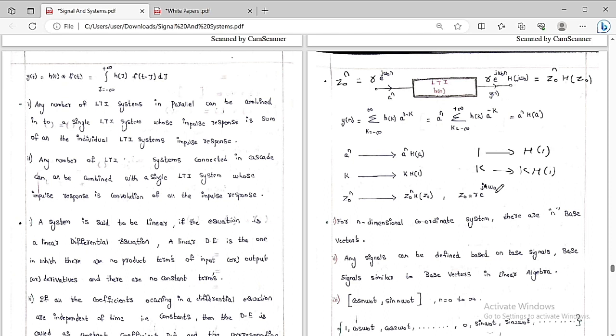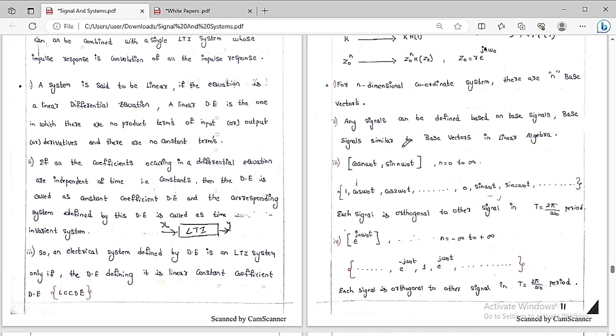So therefore we can say in simple words, if any output is the scalar multiple of input, then the input is called the eigenfunction for the system. In this case we can say e to the power of j omega naught n is called the eigenfunction for this system. So finally I can say if the input is e to the power of j omega naught n, then the output is e to the power of j omega naught n into h of j omega naught. If a to the power of n is the input, the output is a to the power of n into h of a. If k is the input, the output is k into h of 1. If z0 to the power of n is the input, the output is z0 to the power of n into h of z0, where z0 is equal to r into e to the power of j omega naught. So this point always you have to keep in mind.